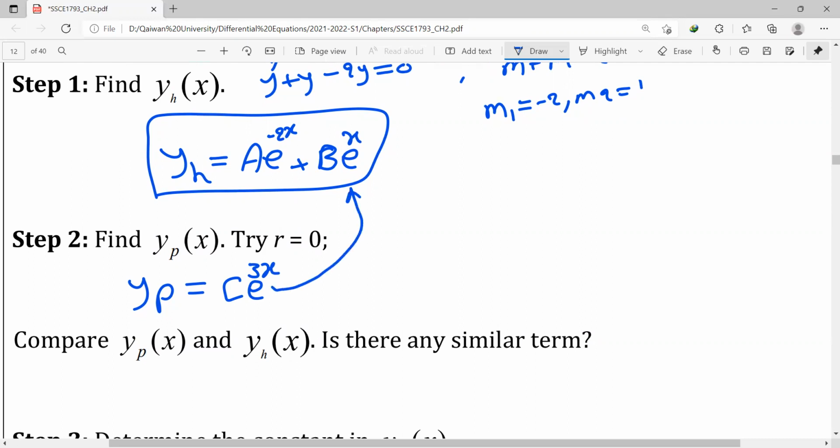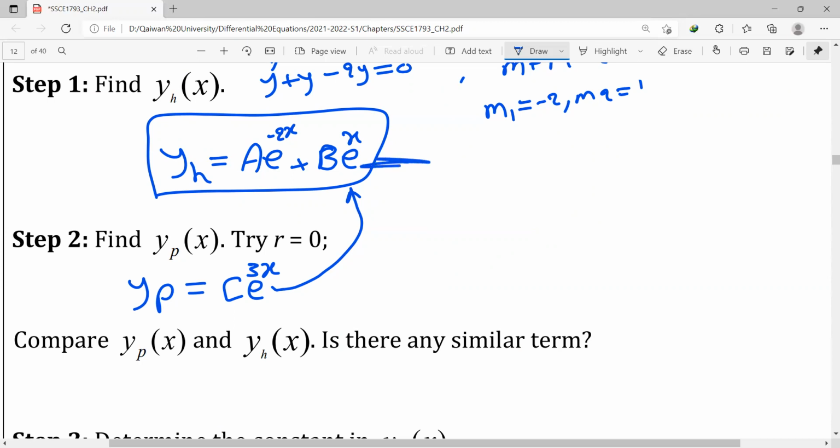For the exponentials, we must have the same exponent in both. Then we say that they are similar. If this is x, in this case we have similarity because b e to the power x and c e to the power x, both exponents of e are the same in the homogeneous solution and the particular solution. But here we have 3x. Do we have e to the power 3x in the homogeneous solution? We have no e to the power 3x in the homogeneous solution.